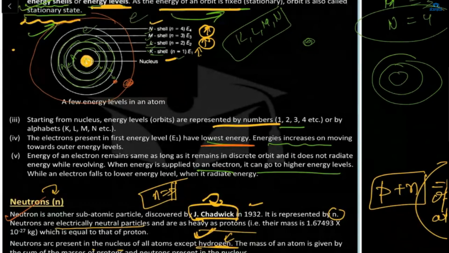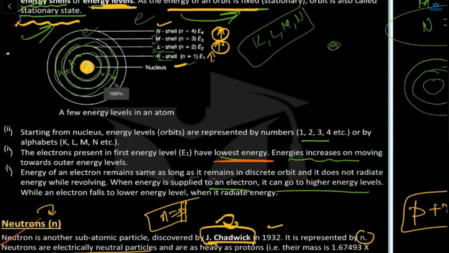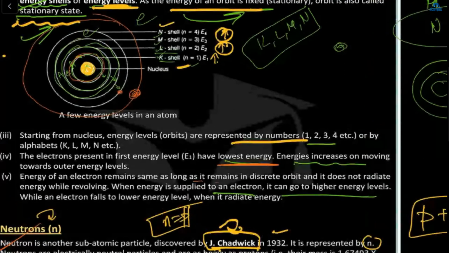Next, the energy of an electron remains the same as long as it remains in the discrete orbit. So if, let's say, here my energy is 2, and the electron is here, it will have 2 only. But if the electron moves to this orbit, its energy will increase from 2 to 4 or 2 to 5. If that electron stays in that particular orbit, its energy will be the same. But if the electron moves to the next orbit, the energy of that electron will increase. Okay, got it? Simple point. Now any doubt?